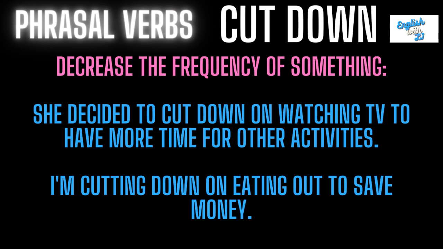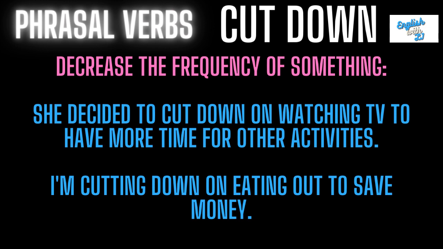So you could utilize these two together, and you have I'm cutting down on the amount of sugar by cutting down on the amount of sugar bars that I have, chocolate bars that I have. So let's say you eat 3 chocolate bars a day, but you're going to cut down to 2. So now you're decreasing the quantity, but also decreasing the frequency of how often you eat a chocolate bar.